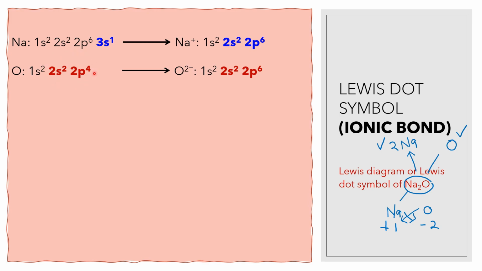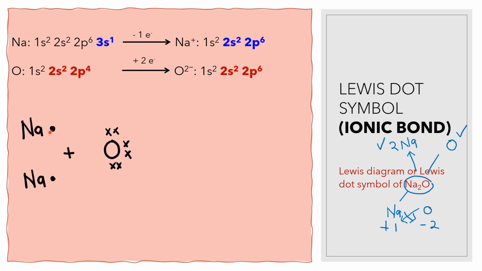In order to achieve a stable octet configuration, oxygen needs to receive 2 electrons. From there, you can proceed by drawing the Lewis dot symbol for sodium oxide. Again, just now you identified we need to draw 2 sodium atoms. So now we have 2 sodium atoms, with 1 valence electron each here. And then add the oxygen atom with 6 valence electrons.